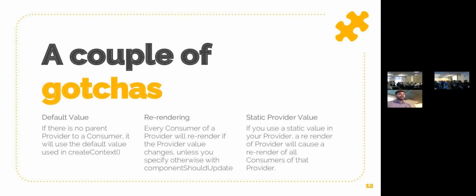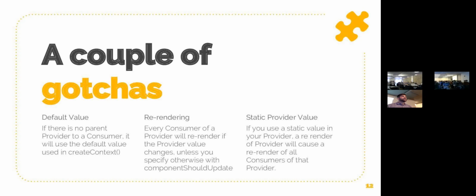Through developing and doing my first implementation of context and through reading the API, there's a couple of gotchas that I found personally and a couple that they warn you about on the API page itself. One of the gotchas AJ already touched on is the default value. If you don't provide a provider at the top, any consumer that doesn't have a provider parent is going to use the default value that got created with createContext. If it does have a provider above it, it will use whatever the current value of the provider is.